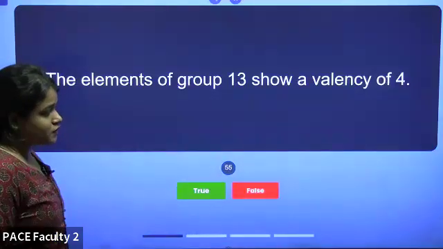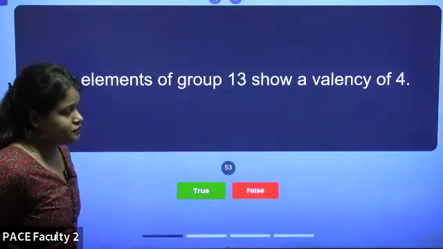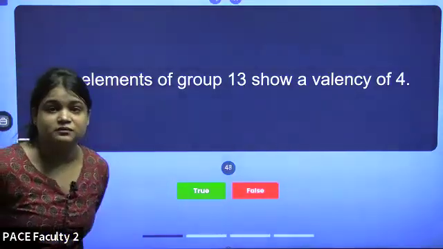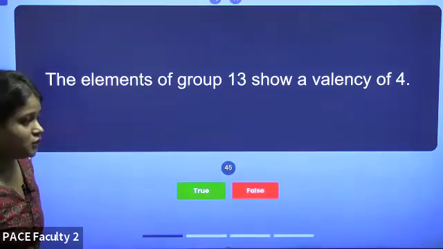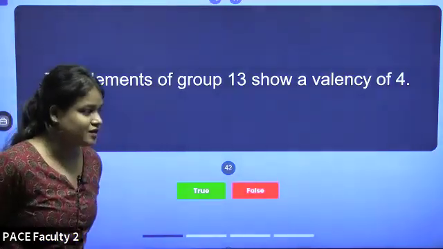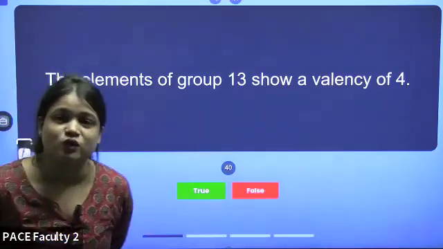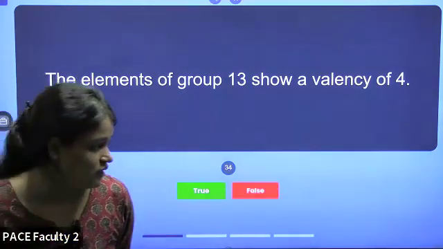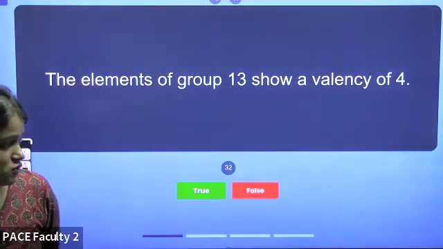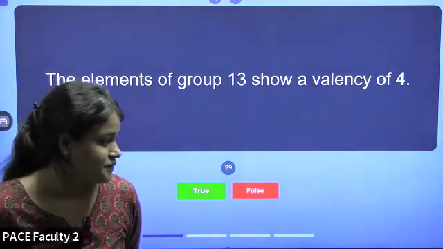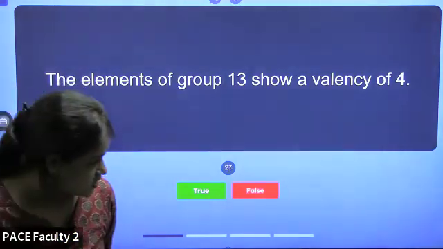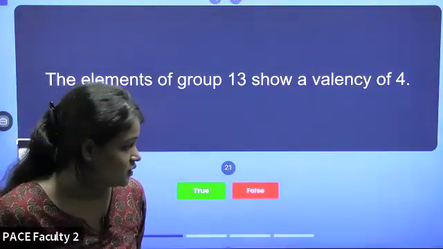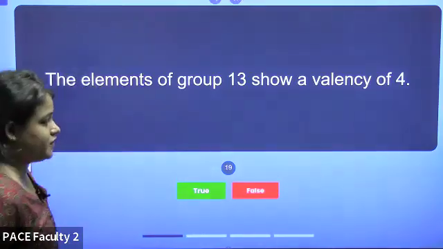The elements of group 13 show a valency of 4. Which are the elements of group 13? Do they show valency 4? How do we find the valency? Very good, absolutely correct. Group 13 elements show valency 3. Yes, perfect.